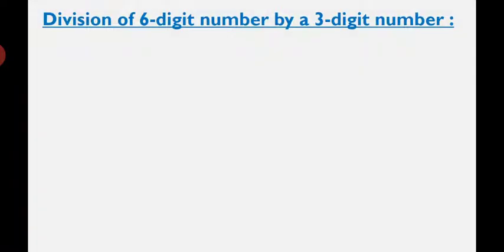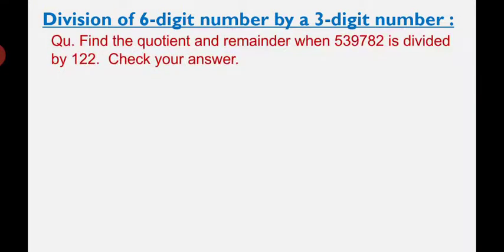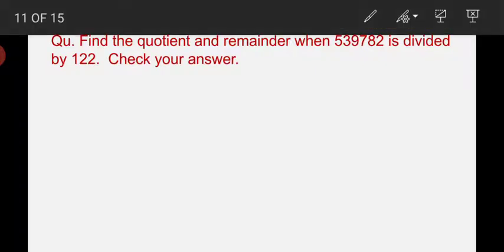Now come to the next one, division of a 6-digit number by a 3-digit number. In our previous slide we discussed the division of a 5-digit number by a 2-digit number. Here we will discuss the division of a 6-digit number by a 3-digit number. So the same steps are there. Here is the question. Find the quotient and remainder when 5,39,782 is divided by 122, and check your answer also.